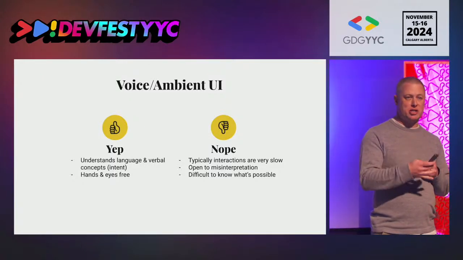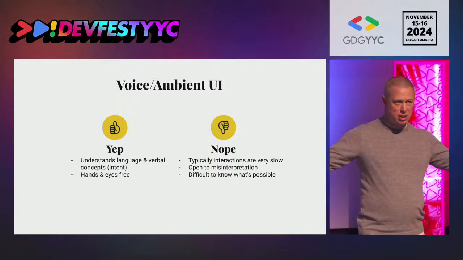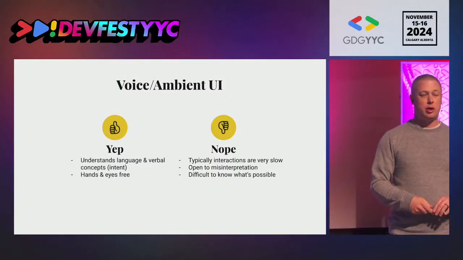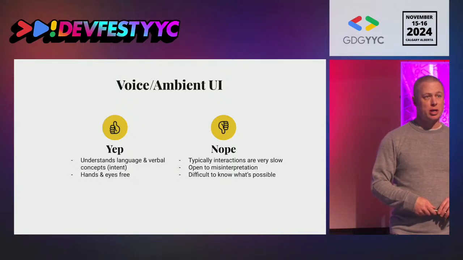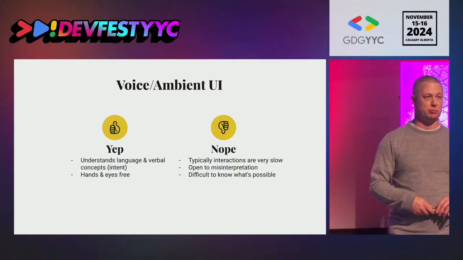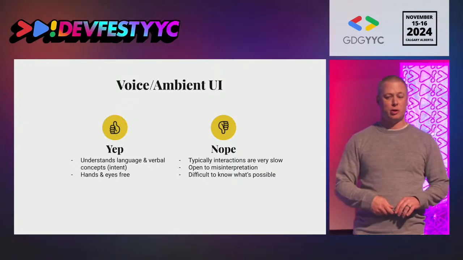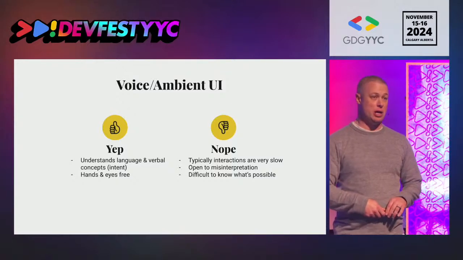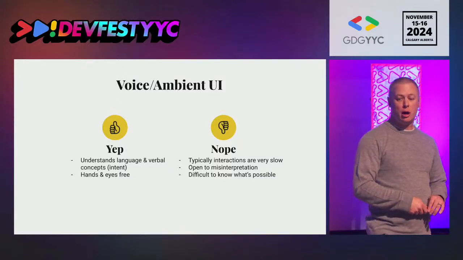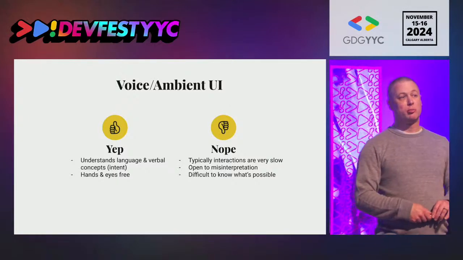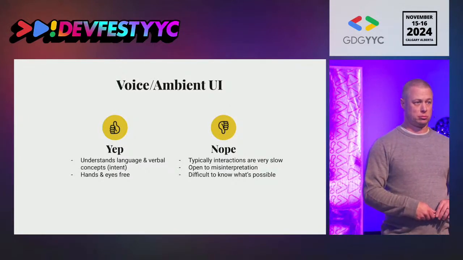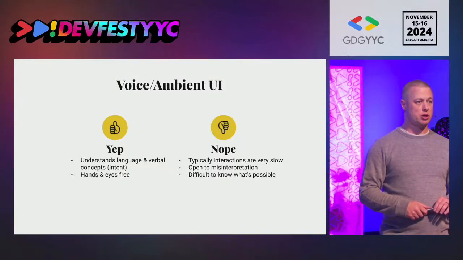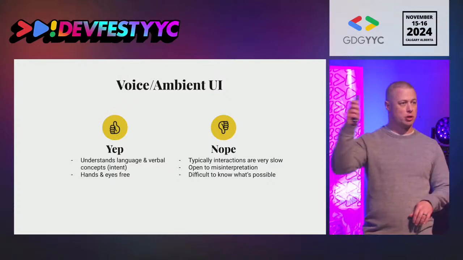But at the same time, even though it understands what I say, it gets the intent out of a big, broad group of ideas, the interactions are slow, right? Talking is not as fast as reading or typing. And then we have a lot of the same problems we had before. What can it do? Man, I don't know. Maybe it'll tell me. It can misinterpret what I want it to do, right? What's weird here is this is very similar to what we had with text UI, right? We're going in a circle.